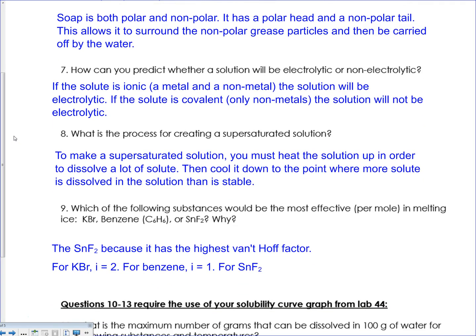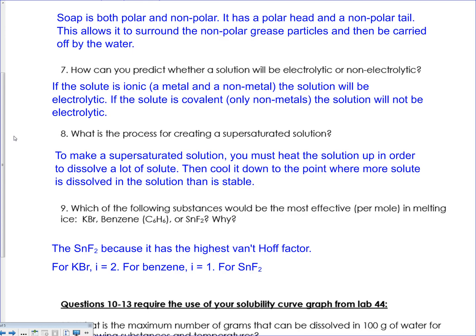Number 7, so here, electrolytes conduct electricity, non-electrolytes don't conduct electricity, and this has to do with whether the electrons that are moving into it have the opportunity to bounce from place to place and move through the solution.